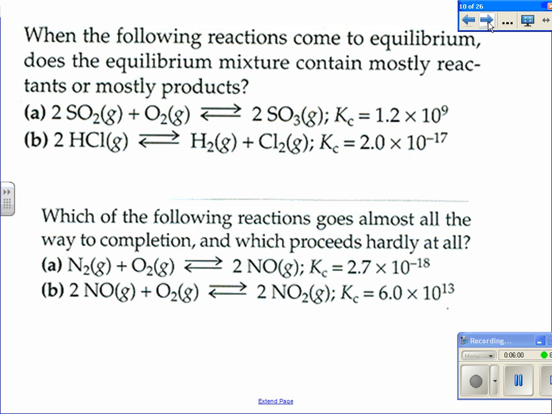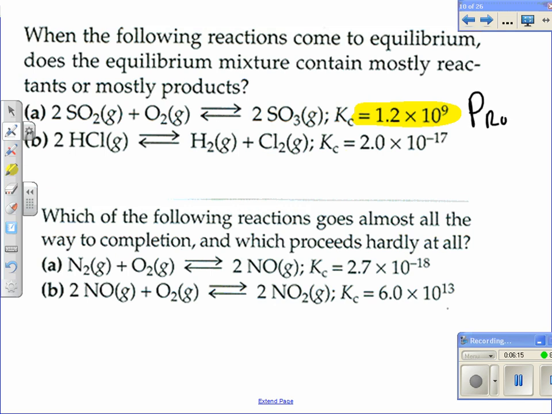Now, look here. They give us some Kc values for some reactions. I look at the Kc value, 1.212 times 10 to the 9th. That is greater than 1. Therefore, I'm going to say that is a product favored reaction. I look at this one. My Kc value, 2.0 times 10 to the negative 17th. I would say that this is a reactant favored reaction because the value for Kc is less than 1.